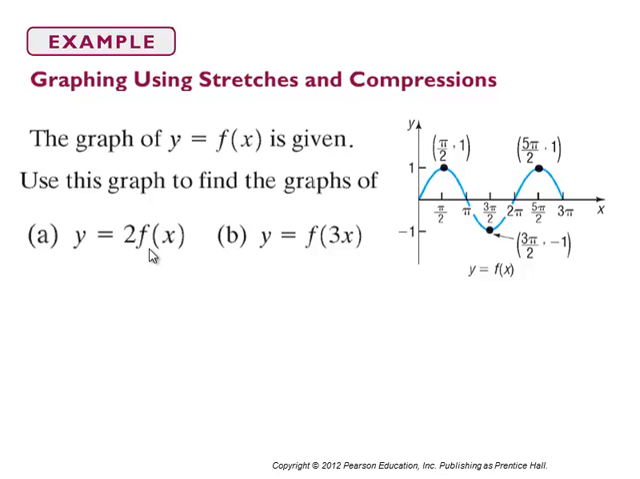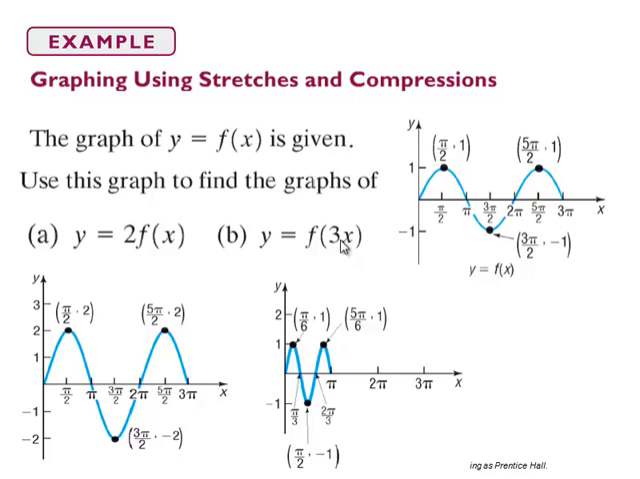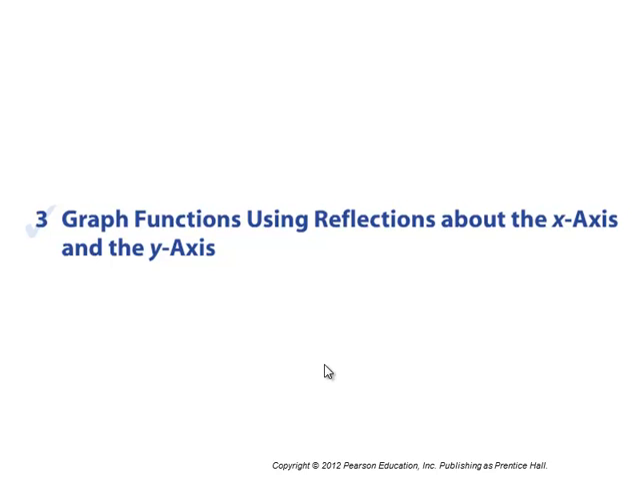And what about f of 3x? Oh, you're multiplying x by a number greater than 1. That means there's going to be a horizontal compression by a factor of 3. So there's the graph of 2 times f of x. And there's the graph of f of 3x, where you see that horizontal compression by a factor of 3. All right, moving along here.